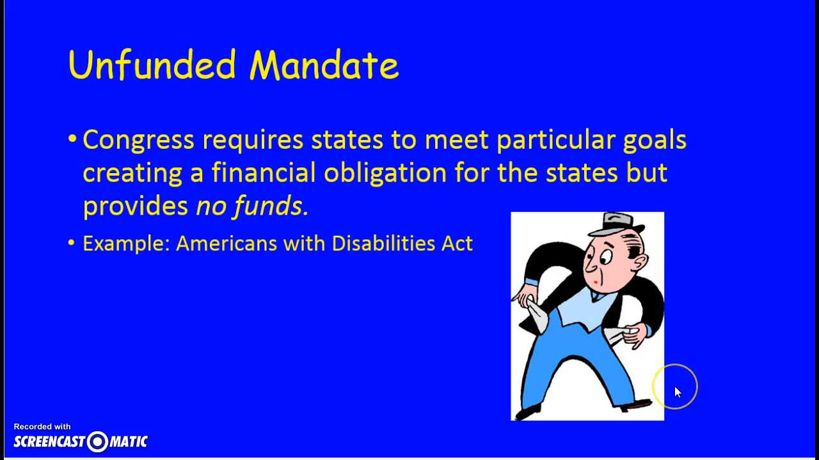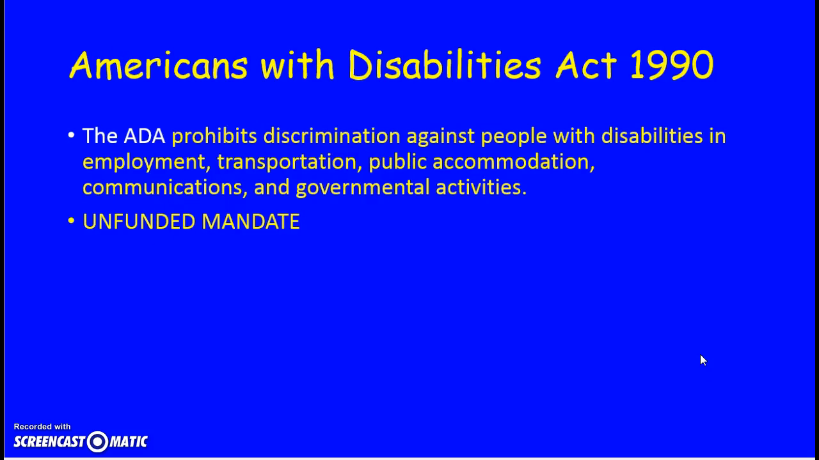An unfunded mandate is a requirement to the states where there are no funds provided. An example of this is the Americans with Disabilities Act. I'm going to show you that in just a moment. Here it is. The Americans with Disabilities Act prohibits discrimination against people in employment, transportation, public accommodation, communications, and governmental activities in all circumstances, not just those receiving federal funds.